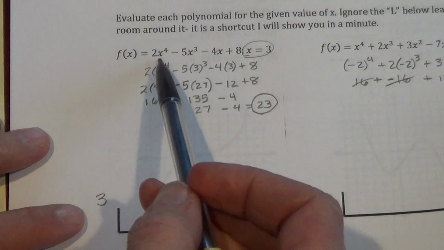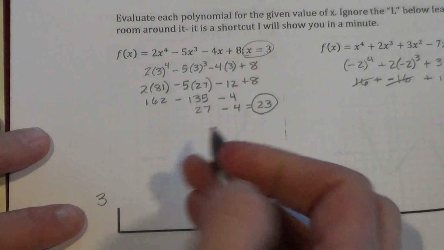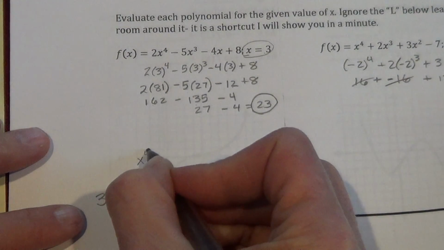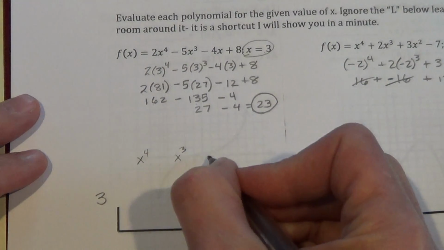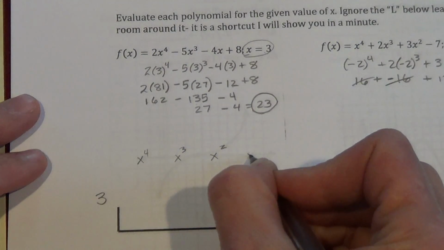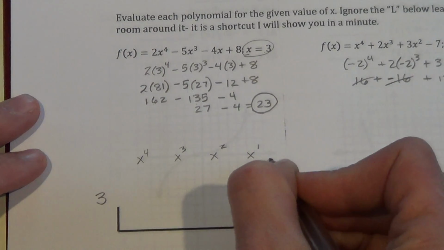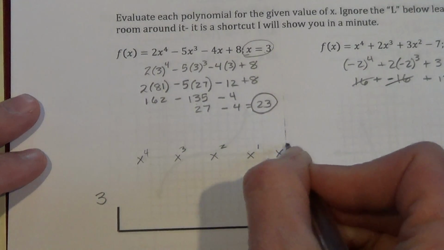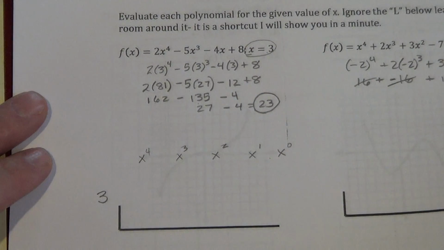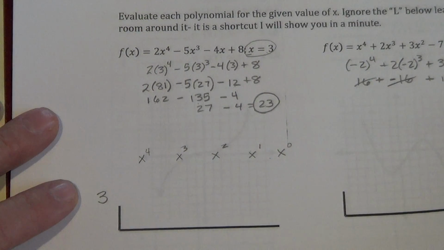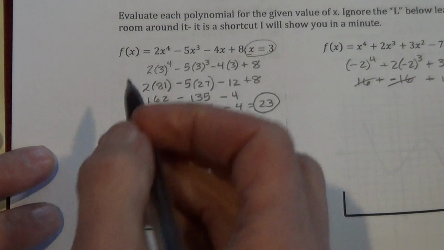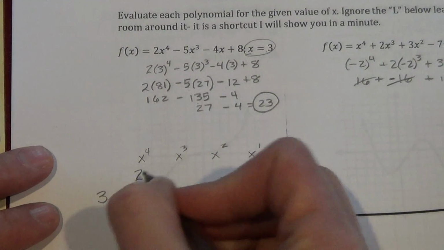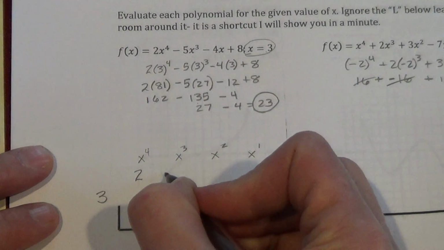So I say this is a 4th degree. My suggestion is up above the problem write x to the 4th, x to the 3rd, x to the 2nd, x to the 1st, and x to the 0th. Okay? Now we'll bring their coefficients down below those exponential expressions. So x to the 4th, the coefficient was 2. X to the 3rd, it's -5.